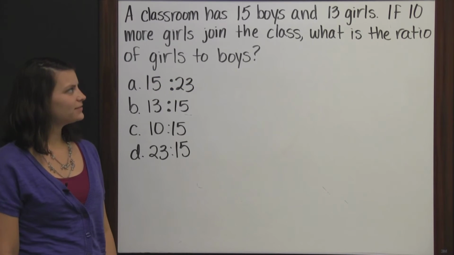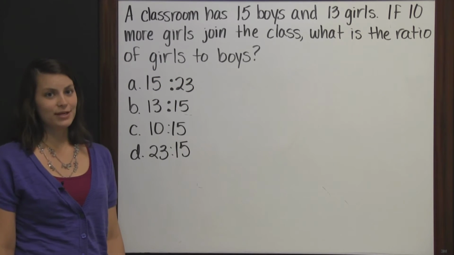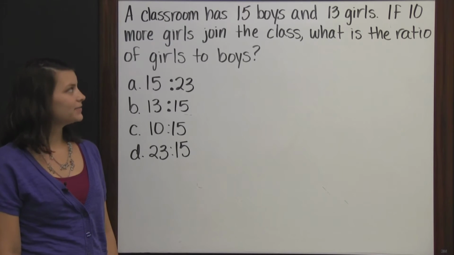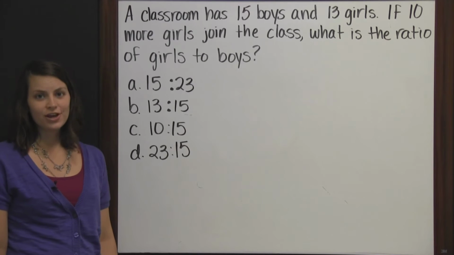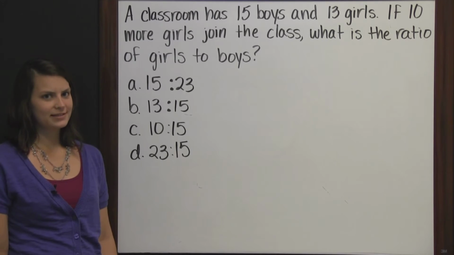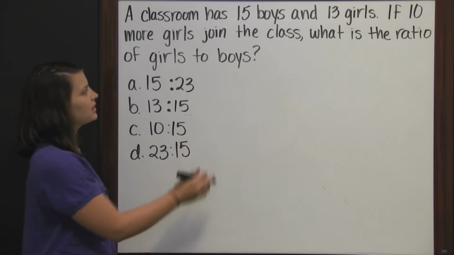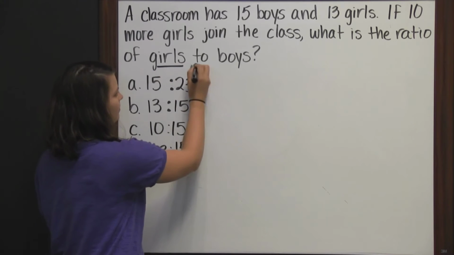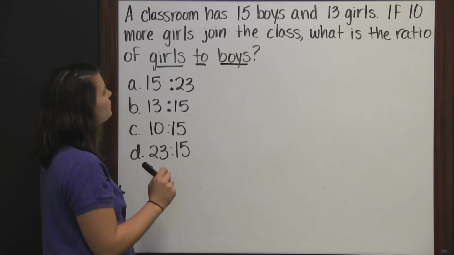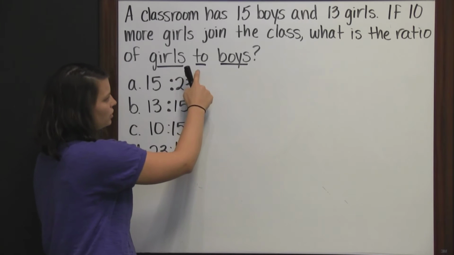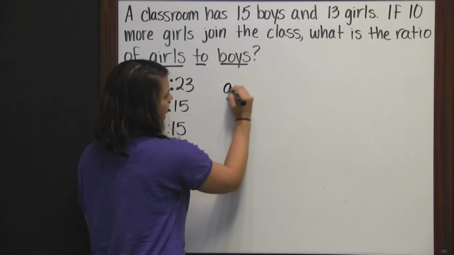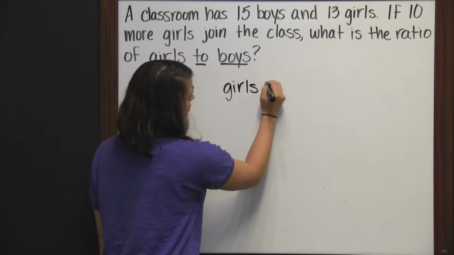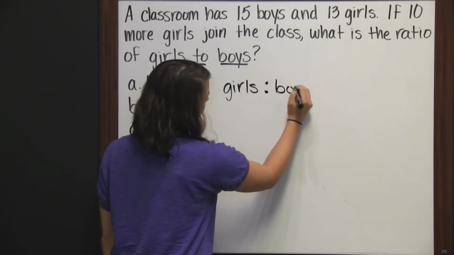A classroom has 15 boys and 13 girls. If 10 more girls join the class, what is the ratio of girls to boys? Well, this last sentence tells us how to set this up. What is the ratio of girls to boys? So we're going to have girls to boys.